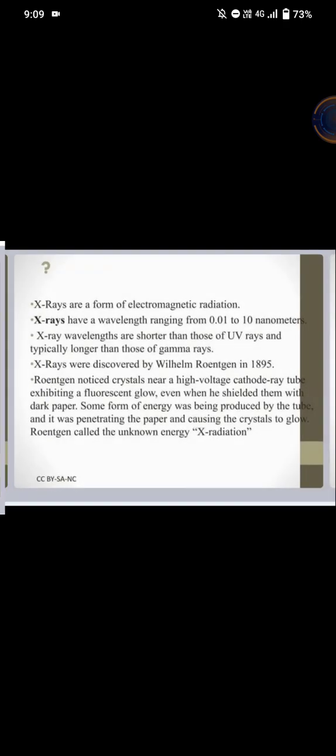Good morning. My topic is X-ray absorption, and I'm going to give the X-ray definition and its introduction. What are the types it involves? X-ray absorption, X-ray fluorescence, and X-ray diffraction. Now let us go to the definition and the introduction part.